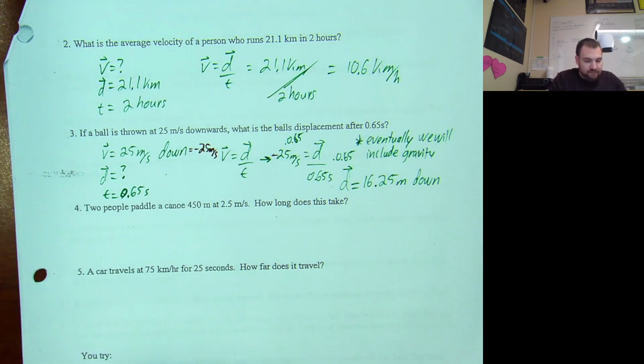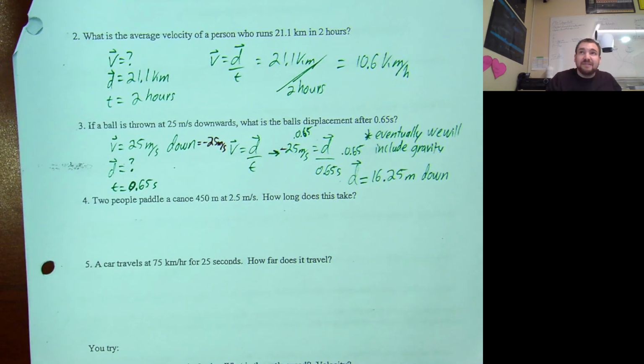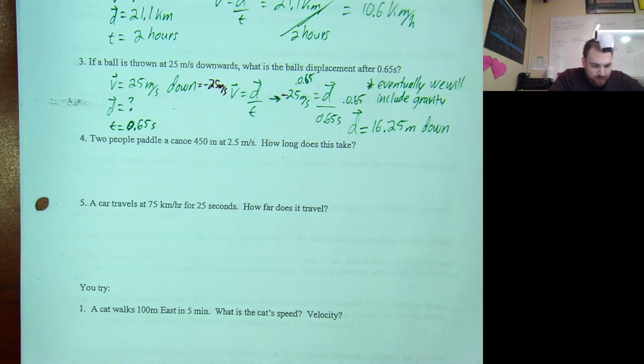Okay, let's do another one. Do I need to do another one? Yeah, let's do another one. Let's keep going. Two more. 2 people paddle a canoe 450 meters at 2.5 meters per second. How long does this take?